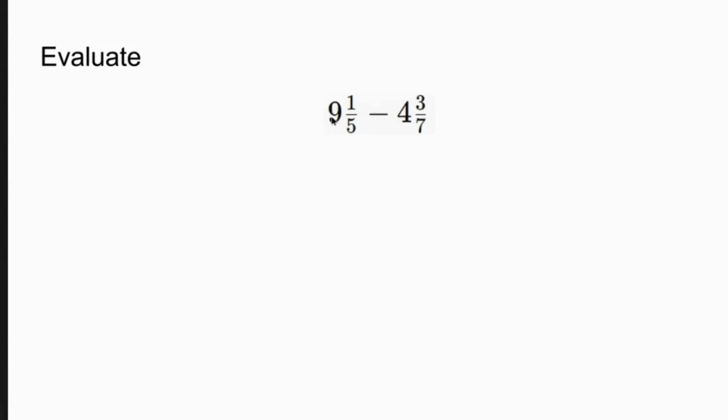You take your whole number that lives out in front and multiply it to your denominator. So 9 times 5 is 45. Take that 45 and add it to the numerator. 45 plus 1 is 46. That becomes your new numerator, and your denominator of 5 stays the same.